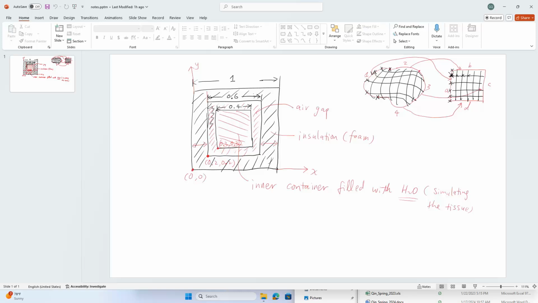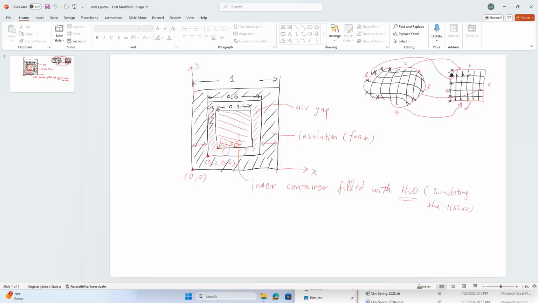So we have one layer of insulation, and then there is an air gap here, and we have water that fills this inner container. So what we are going to simulate is such a situation.